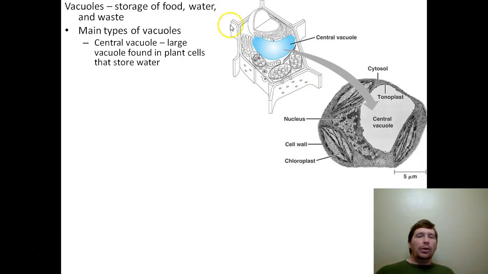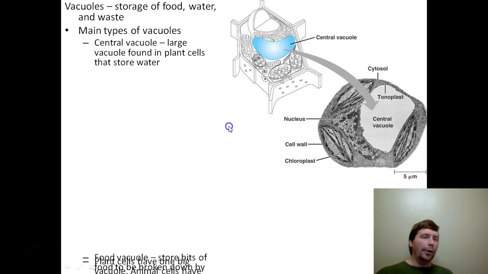The first one we're going to talk about is the central vacuole. This is something that is only found in plant cells. Plant cells have one big vacuole. It's a central vacuole. Here you can see this picture. Here you can see a plant cell with a nucleus, a cell wall, and all that fun stuff. And then this big space right here, that's a central vacuole. And it's there to store water. Makes sense. Plants need to store a lot of water.